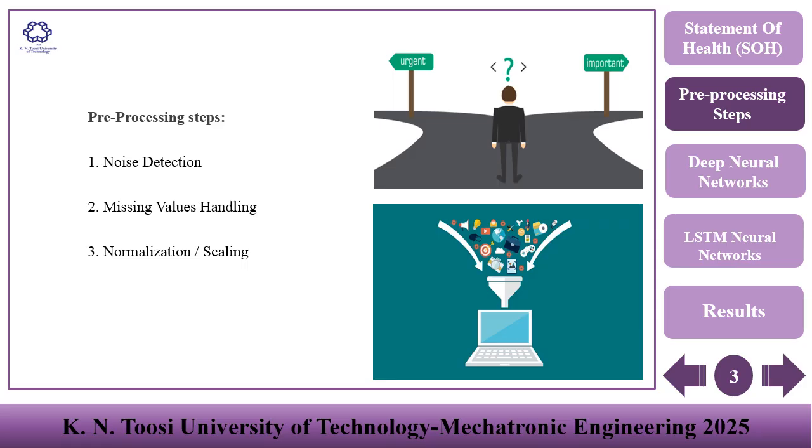The first critical stage is noise detection. During battery cycling, sensor readings for voltage, current, and temperature can be contaminated by signal interference, electromagnetic noise, or simple measurement errors. If left unaddressed, this noise can severely mislead our AI models. Our process involves applying statistical filters and signal processing techniques to identify and smooth out these anomalous spikes and erratic points, ensuring we are working with a clean signal that truly represents the battery's behavior.